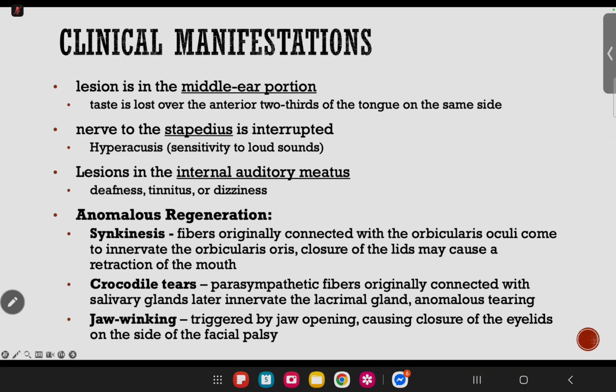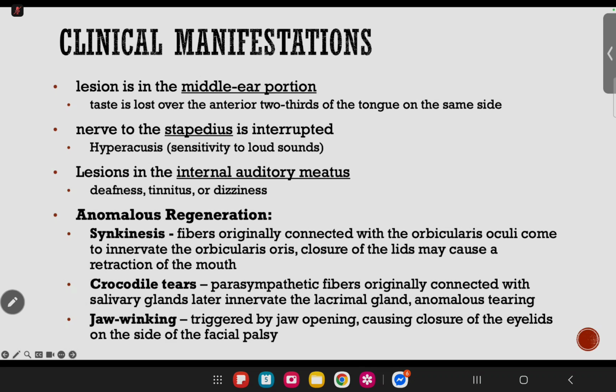So if the lesion is in the middle ear portion, the taste is lost. Depending on where the lesion is located, if it is located here in the middle ear portion, the taste is lost over the anterior two-thirds of the tongue on the same side. Okay, and if the nerve to the stapedius is interrupted, there is hyperacusis or sensitivity to loud sounds. And if the lesion is in the internal auditory meatus, it may affect the adjacent auditory and vestibular nerves, causing deafness, tinnitus, or dizziness.